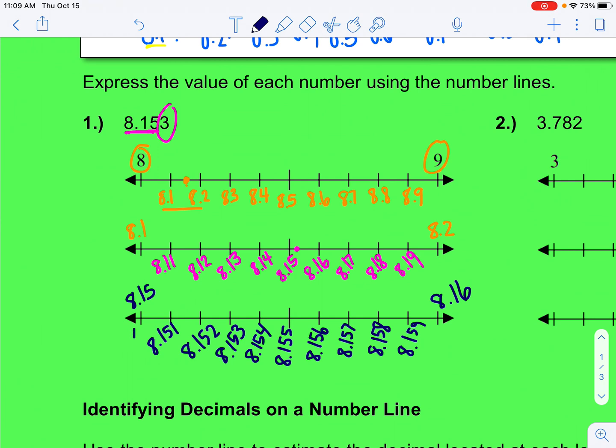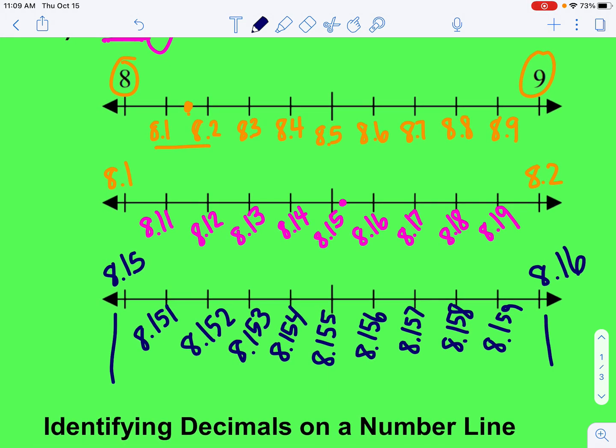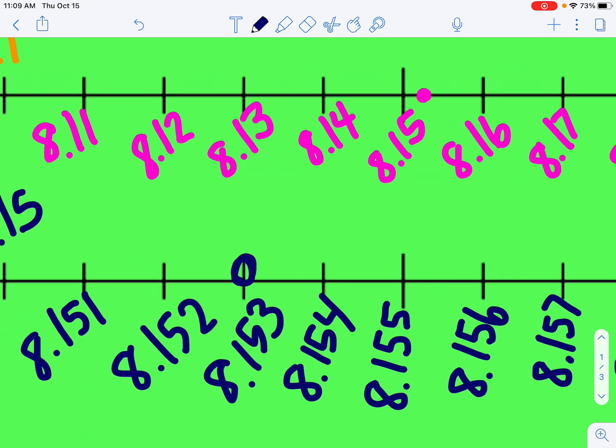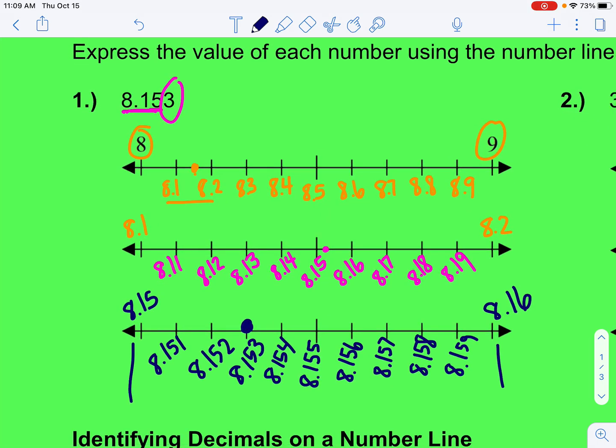Alright, so now we're going to plot this point. I know it's somewhere between 8 and 15 hundredths and 8 and 16 hundredths. So now we're going to find 8 and 153 thousandths. So 8 and 153 thousandths is right here on the line. And that is exactly where our point is. Alright, so our first number was tenths, and then we split our number line into hundredths, and lastly we split it into thousandths so that we could plot our point exactly.